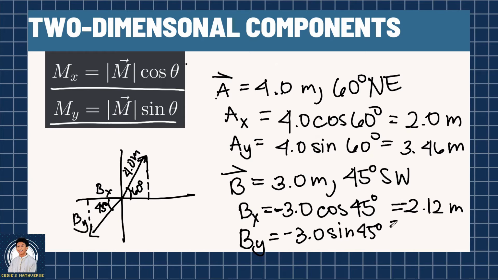Which means that it is the same, negative 2.12 meters. It is important to know the signs of each component, since this will help in finding the overall direction of the resultant vector. But first, how do we get the resultant vector?